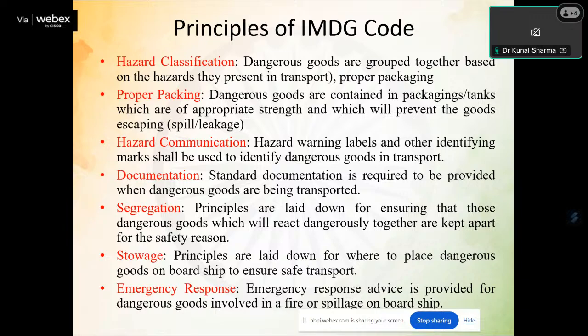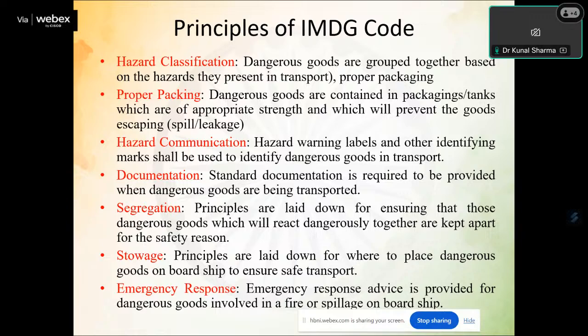Again, as we have seen the GHS hazard identification, here they have shifted to hazard classification, wherein dangerous goods are grouped together based on the hazard present in the transport, and proper packaging. It is very much required that they have classified on the hazards already present. Proper packing: dangerous goods are contained in packagings or tanks which are of appropriate strength and which will prevent the goods escaping, that is spill or leakage. So again, packaging is much important.